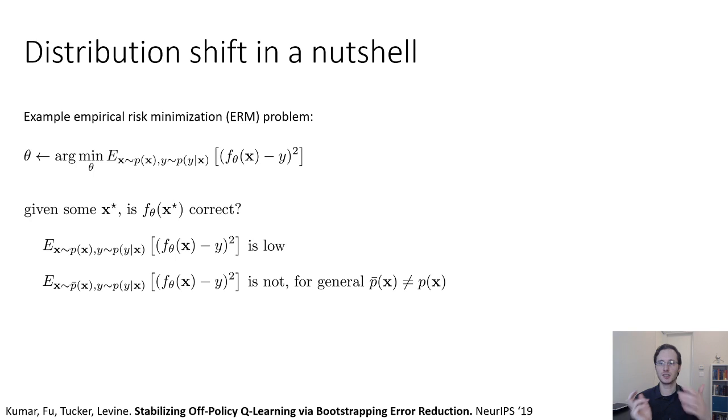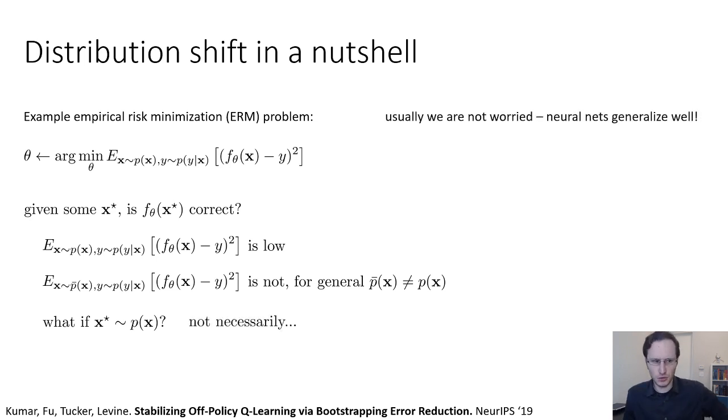For example, the expected value of our error under some other distribution over x, p bar of x, is not in general going to be low unless p bar of x is equal to p of x. So our error under a different input distribution might be, in fact, very high. In fact, even if x star was sampled from p of x, we're not guaranteed that error on x star is low because we're minimizing expected error. So we might still have some points with high error. We're not minimizing pointwise error, just expected error.